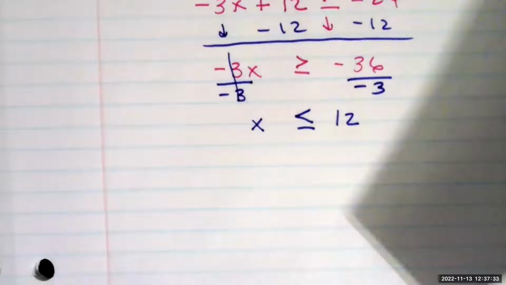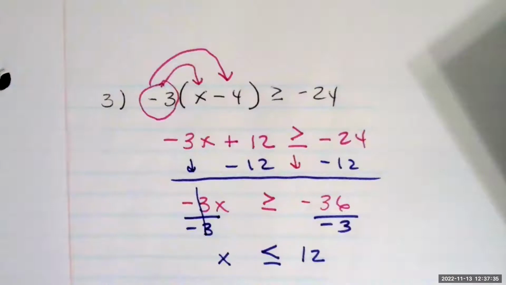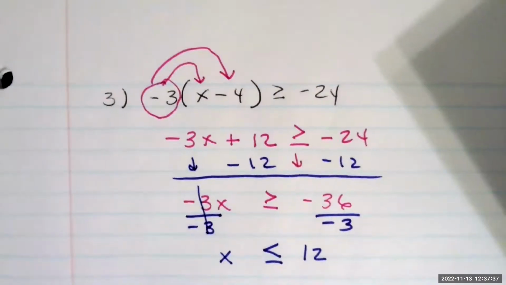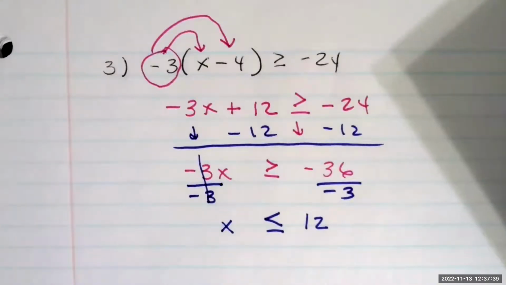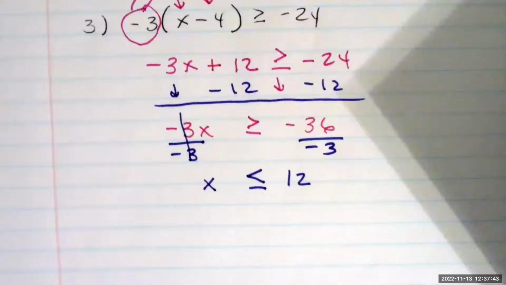I just want to make sure I didn't make any mistakes because I get in a hurry and sometimes I do. It looks fine. Let's see, subtract 12, 36, divide. That's 12, good. It's negative, positive. Okay, good. All right, so here we go.